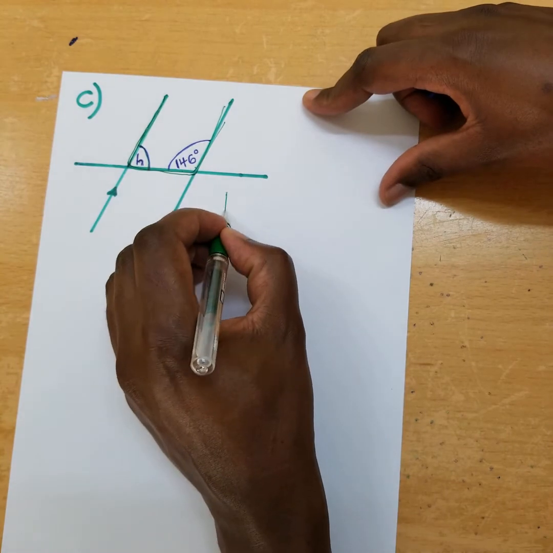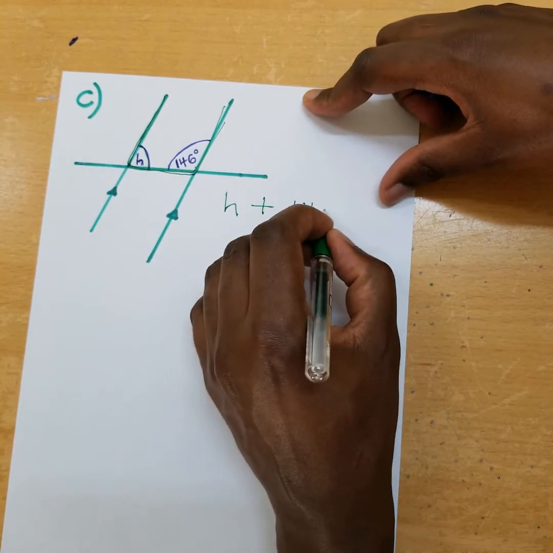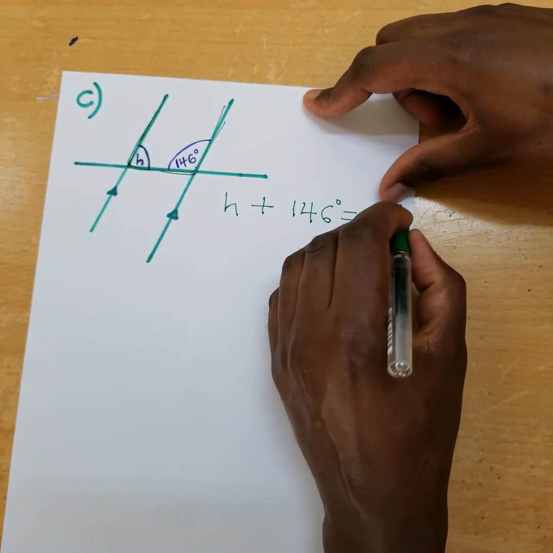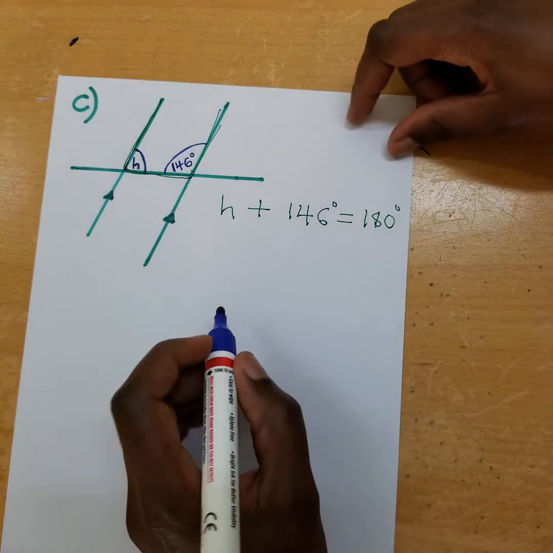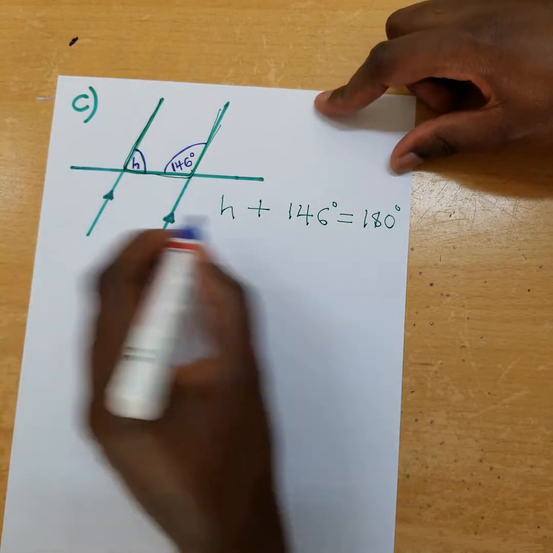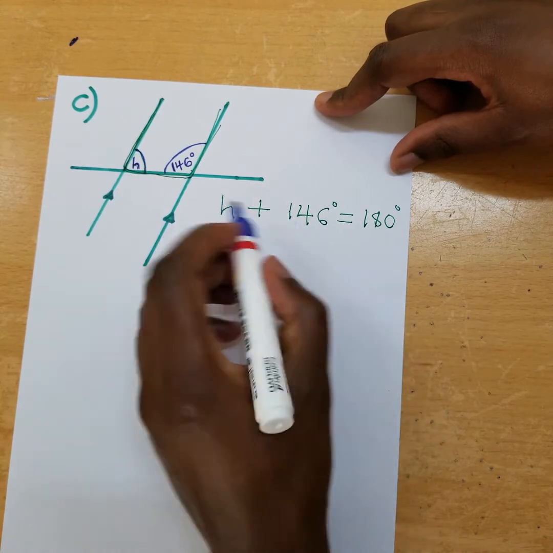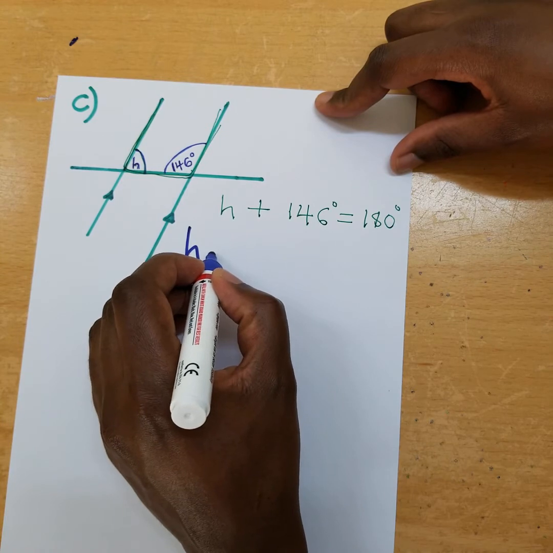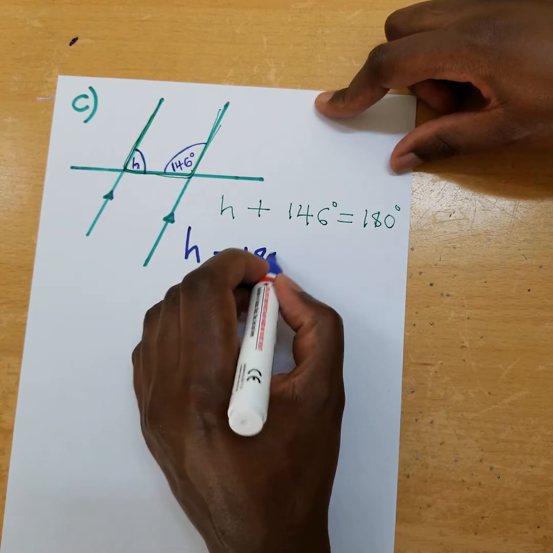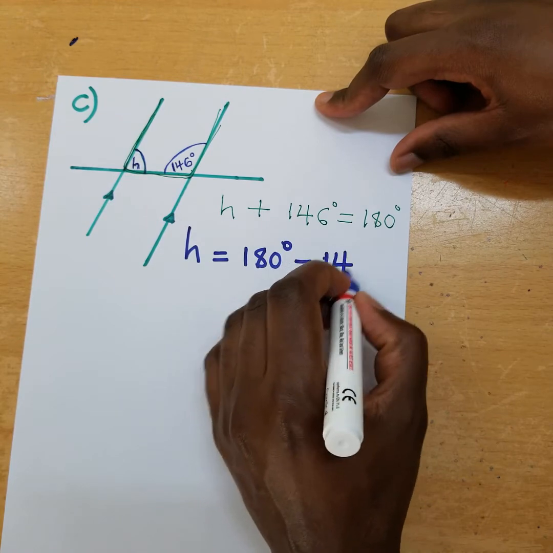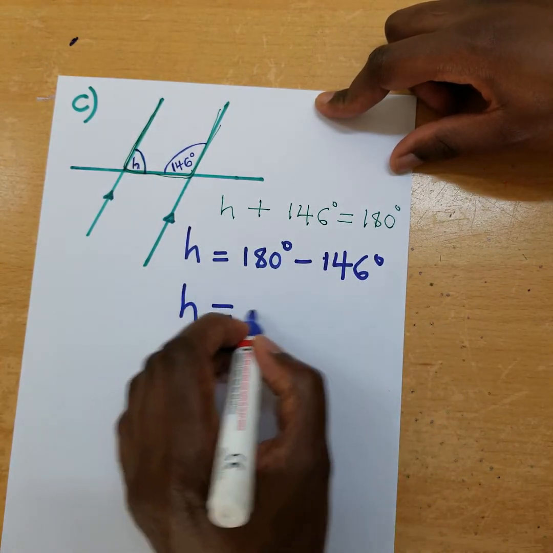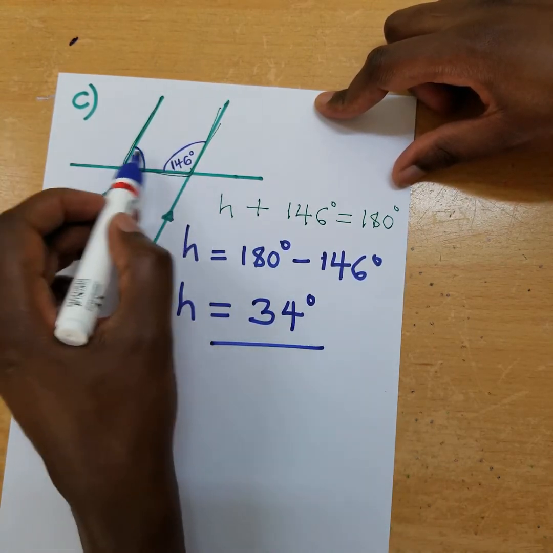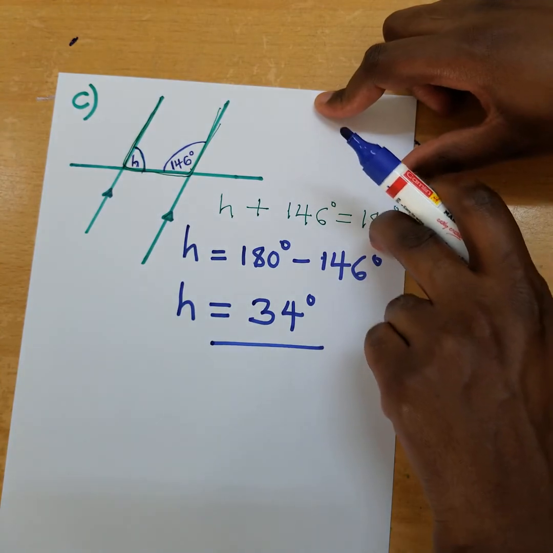So if I have H plus 146 degrees, I should get 180 degrees. I'll use a marker. Using our basic knowledge of algebra, I will transfer this one this side, so I'll subtract 146, so H is equal to 180 degrees minus 146 degrees. H will be equal to 34 degrees. So if you add these two angles, you should get 180. Thank you very much.